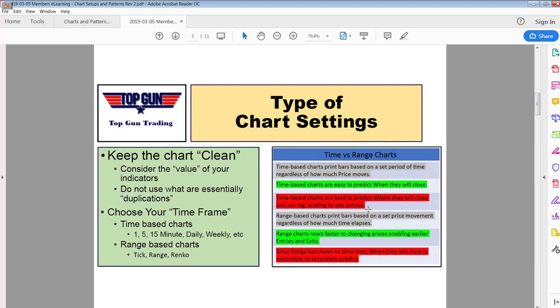All right. Range-based charts are based on the set price movement, regardless of how much time it takes. And when the markets are going fast and furious, you can have multiple candles printing in a 1 minute time frame. And when the market's in snoozeville, you could have no price movement, and you could go for minutes having very few candles print themselves, like no trend.